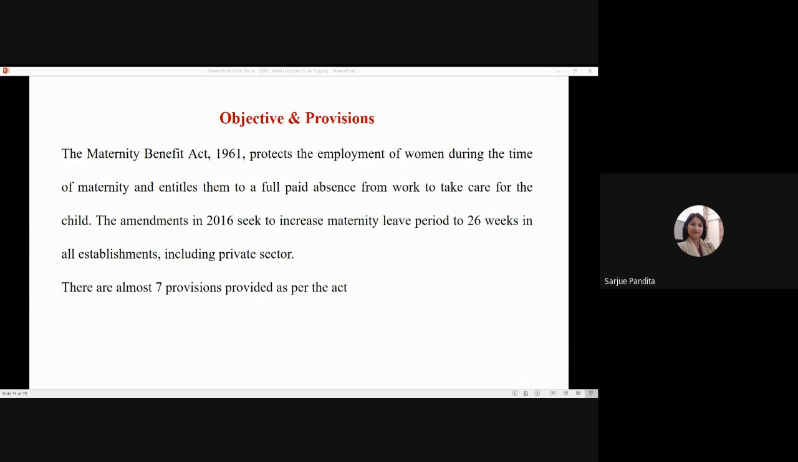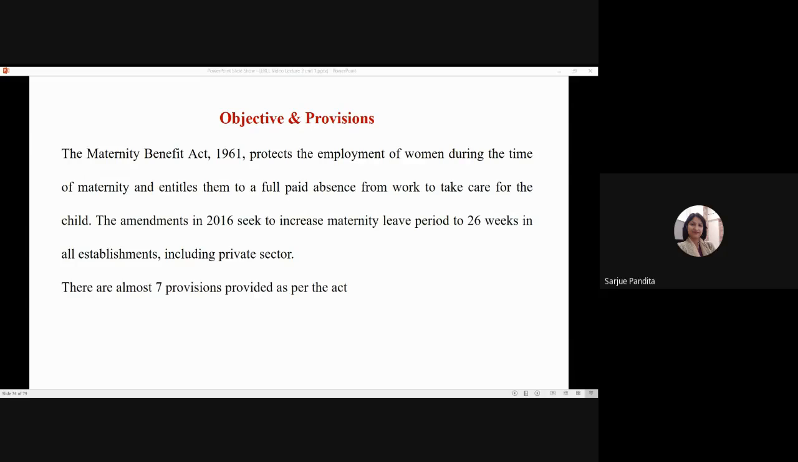Also, no woman shall work in any establishment during the 6 weeks immediately following the day of her delivery or her miscarriage. Then, the second provision is that every woman shall be entitled to, and her employer shall be liable for, payment of maternity benefit at the rate of the average daily wage for the period of her actual absence, that means immediately preceding and including the day of her delivery, and for the 6 weeks immediately following that day.